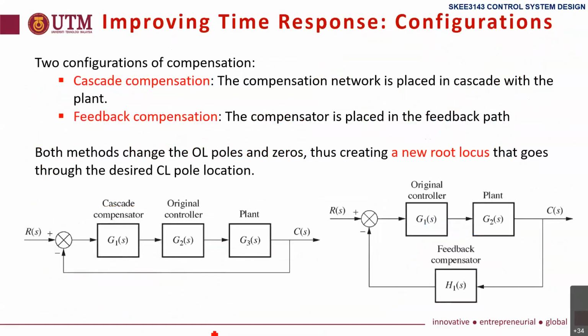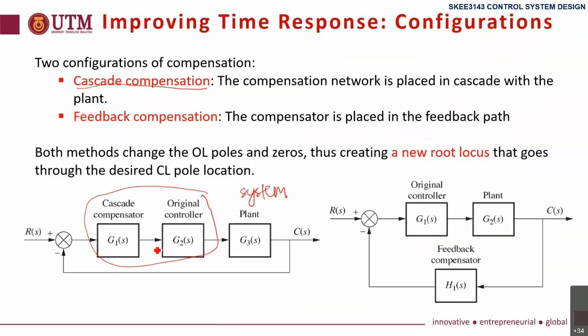Now, how can we improve the time response? Let's say I want to change the closed loop pole from A to B. How to do it? It can be done in two ways. First, we call it cascade compensation, by cascade. Cascade means we add a controller here in series with the plant. This is the system, and we add in series. We put a compensator or controller in series with the system. So that is one technique.